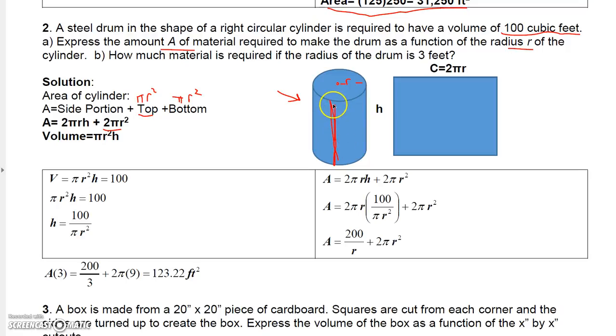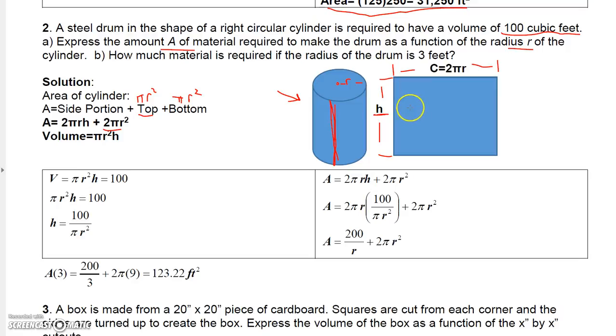Well, what you can do is, suppose you cut it right down here and then unfolded it. Then this dimension from here to here would just be the height of the can. And this dimension from here over to here would just be the circumference of the circle. So the circumference of the circle is 2 pi r.